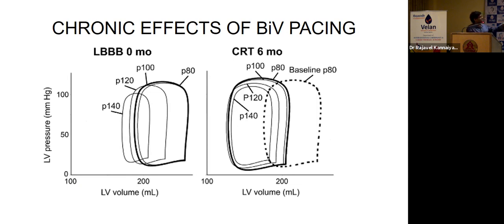We can see the first one, LV volume and LV pressure. In the pressure volume loop, we can see it shifted to the right side. The efficiency is very low and it has to generate more pressure. After 6 months, everything improves. Next slide.